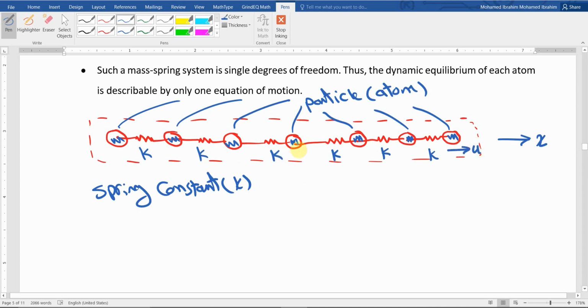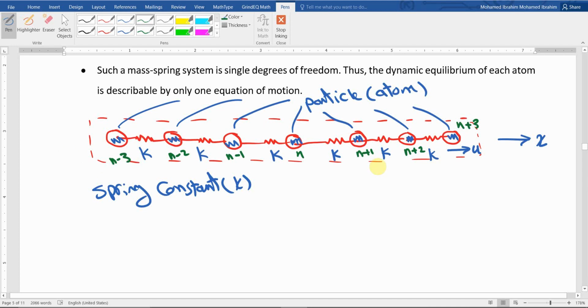So for example, if we pick this atom, let us assume that this atom is atom number n, because we have so many atoms. So let us give some numbers to these atoms. This is atom n, this should be atom n plus 1, this is atom n plus 2, and so on. This is atom n plus 3, and this one should be n negative 1, n negative 2, and n negative 3, located in this lattice.